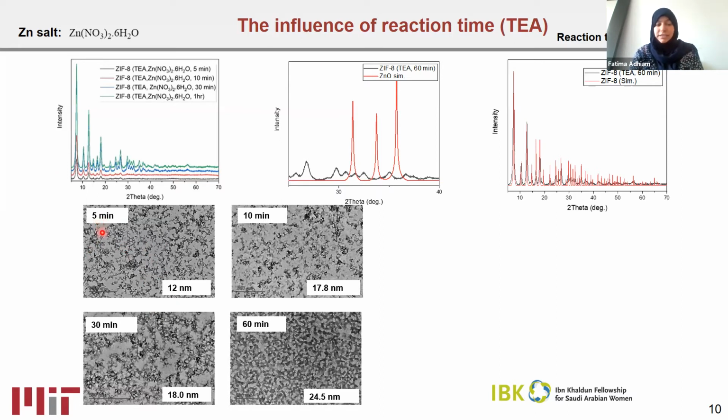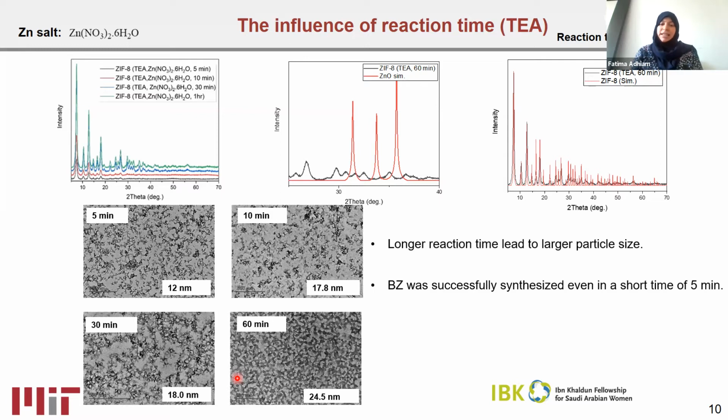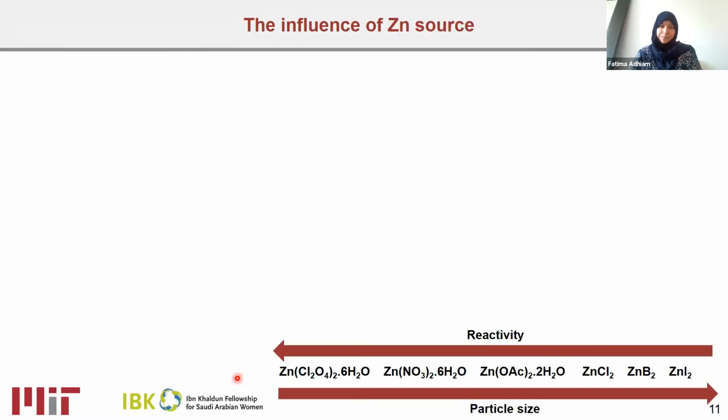TEM results also confirm that all of these materials are branch materials, even the material synthesized at the shorter time of 5 minutes. And as you can see here, as we go from 5 minutes to 60 minutes, the particle size gets larger and larger. By this, we confirm that a longer reaction time leads to a larger particle size, and the branch material can be successfully synthesized in a short time of 5 minutes.